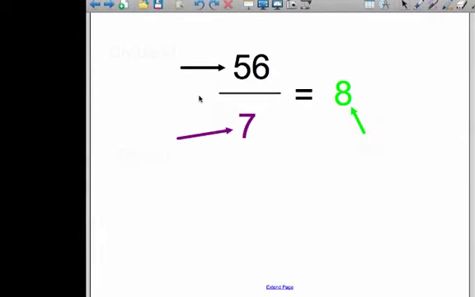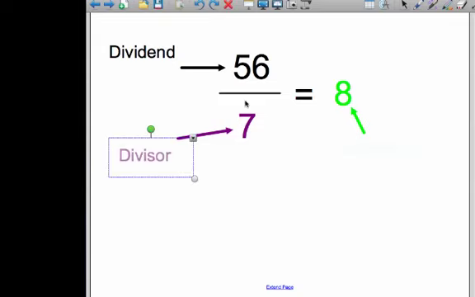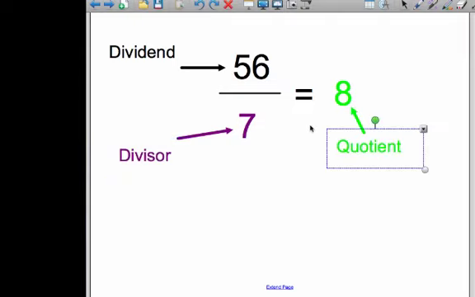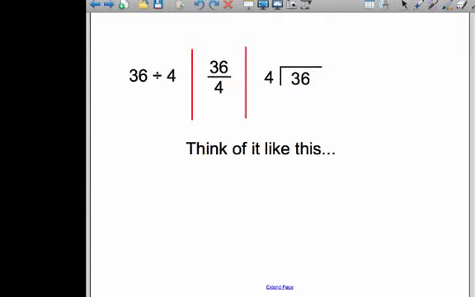And you can see this is kind of like a fraction. Well, actually, it is a fraction. Fractions is just another way of doing division. So, again, this is the number right here that is being divided, so we call it the dividend. The 7, his job is to divide, or her job, depending on what gender you want to give the 7. So that's called the divisor. And then the 8 here would be your quotient, your answer. So if we were to look at this problem here, there's 3 different ways of writing 36 divided by 4.